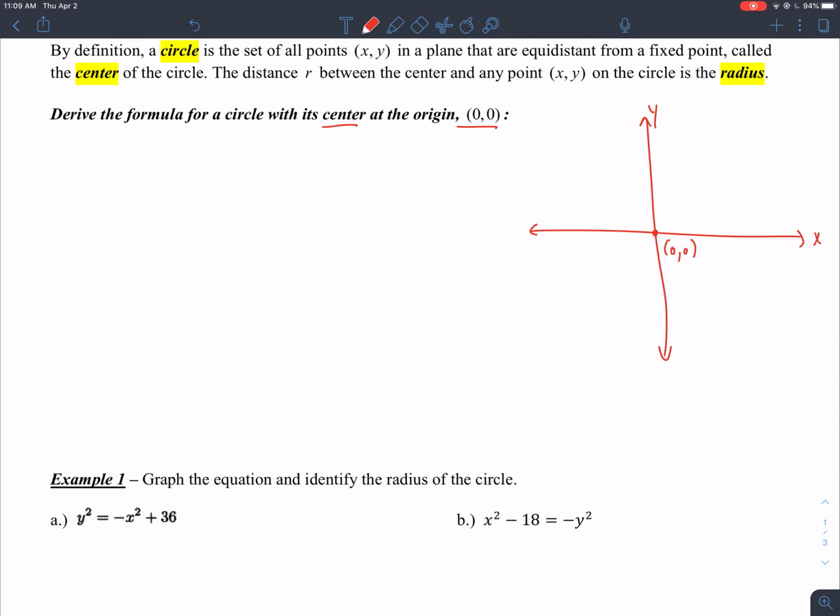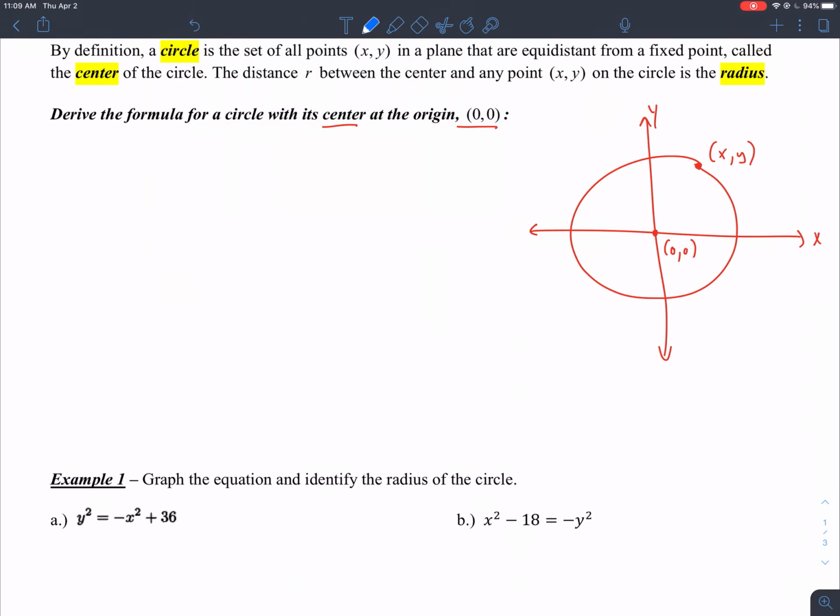Okay, so derive the formula for a circle with a center at its origin. I can draw my circle. Okay, there's my circle. And then I'm just going to say, let this be any point on the circle. Now you can put the point anywhere, but I'm doing it here because it makes everything a bit easier to derive.